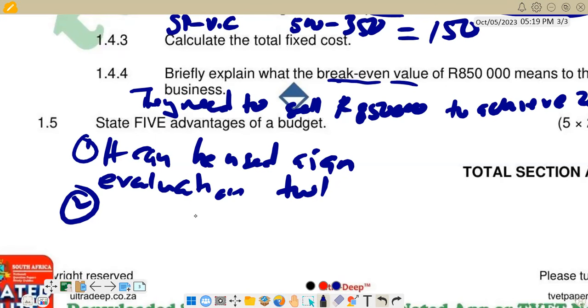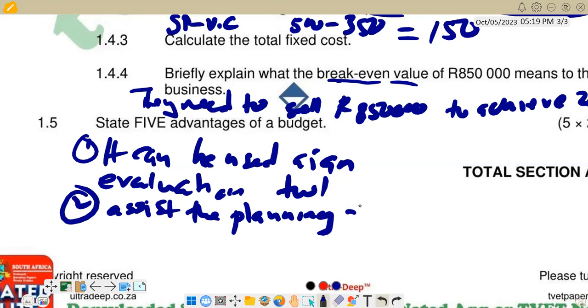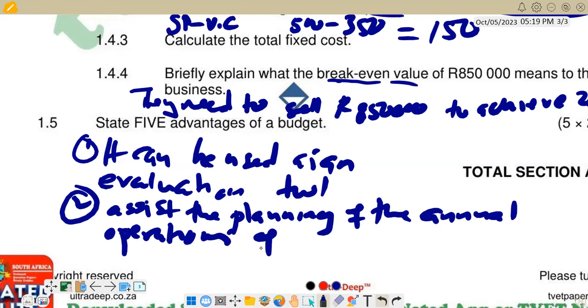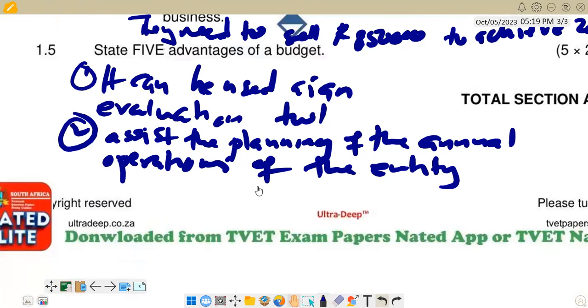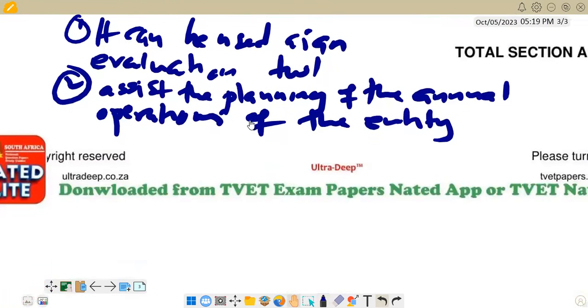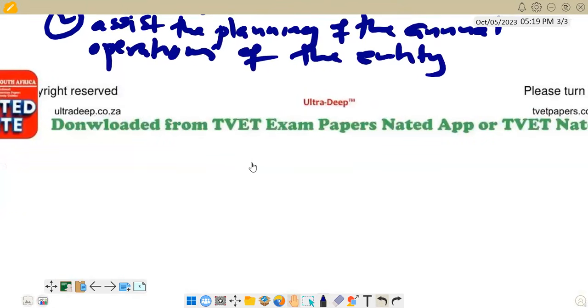Then the second one, we can also look for another one that we can include there. It can also be used to assist the planning of the annual operations of the entity. So we have 2 so far, and they need 5 of them. We can as well include others there. Let's look for the third one.